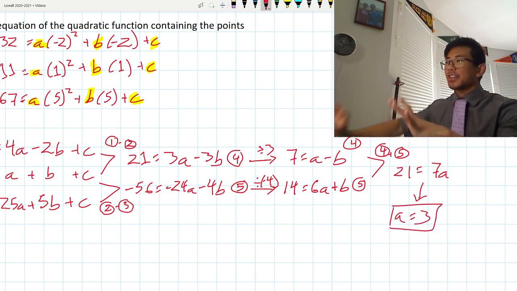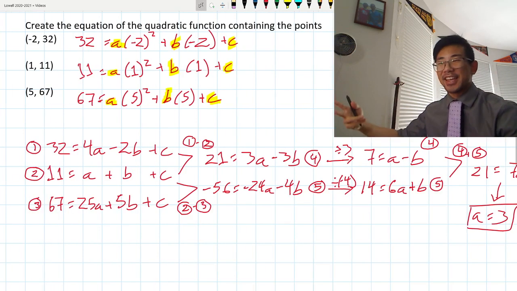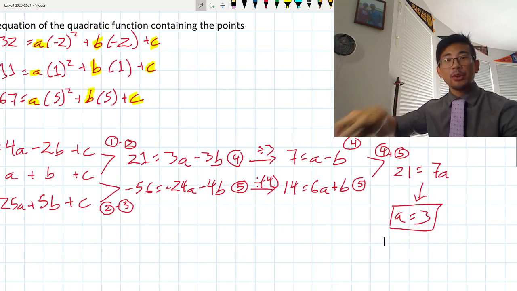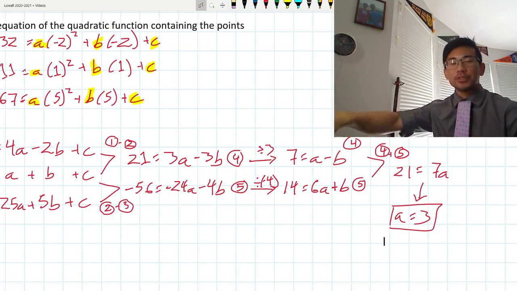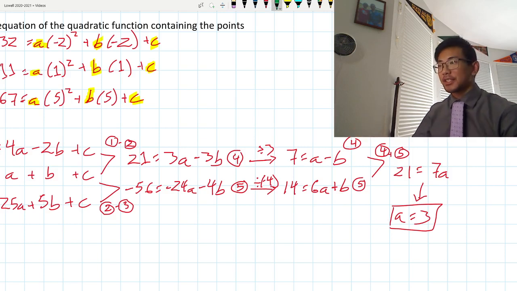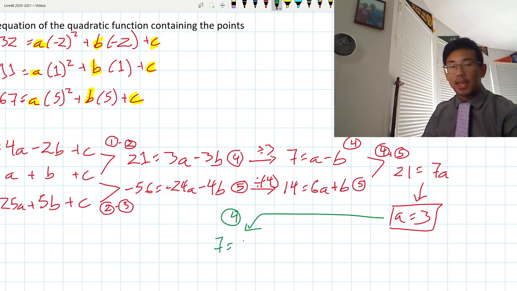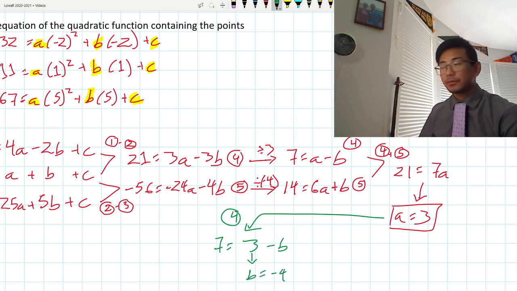Whew. Really take your time in the beginning, folks, because if you mess up here, then it messes you up for the whole thing in the end. So now that we know what a is, we know one of our unknowns. Plug that into one of our two unknown equations. It makes sense to plug it into equation number 4 because that's the easiest one. It's nice and clean. So this will be 7 equals, a is now 3, 3 minus b. If I solve this, we should end up saying that b is equal to negative 4.